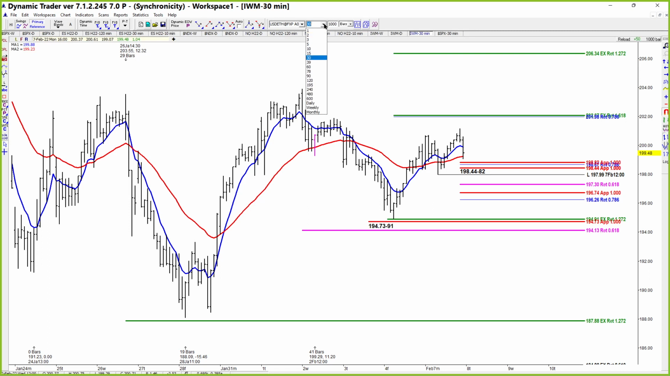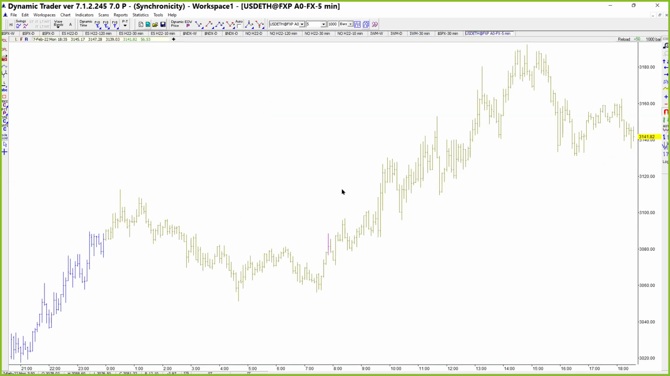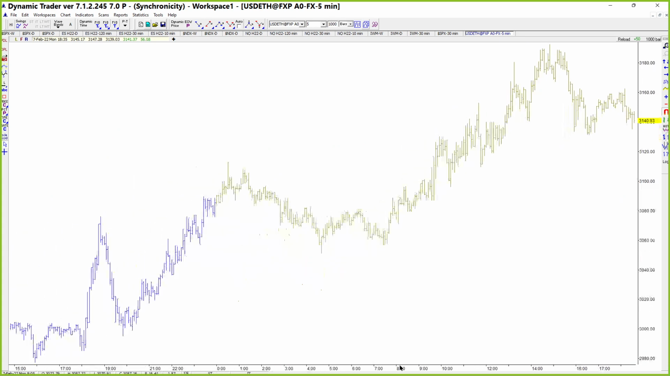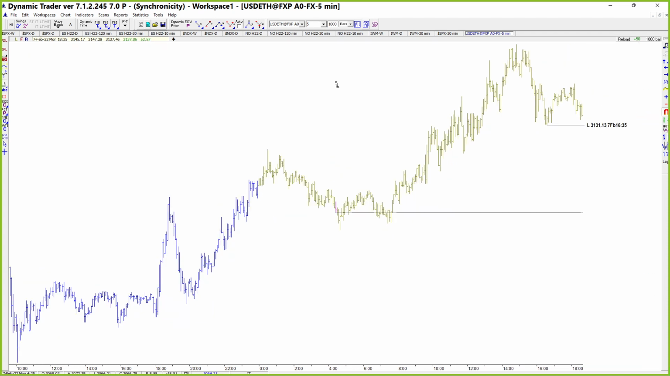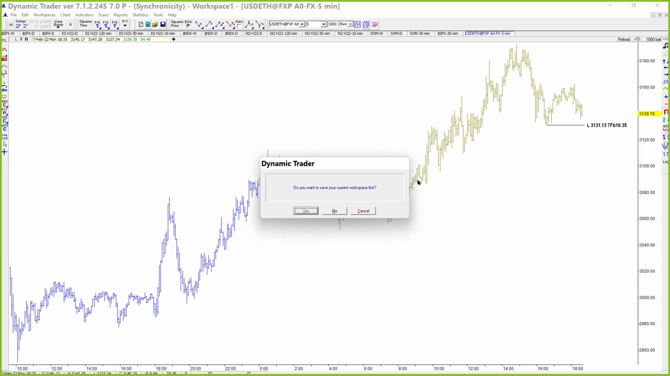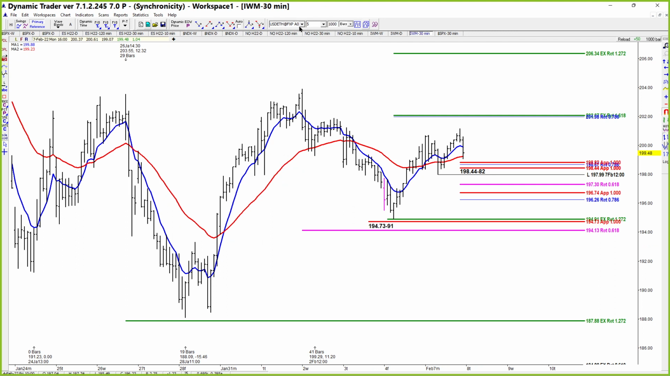Or if you wanted to go to a lower time frame chart for an even tighter fit, well, let me just take a look at the 5-minute chart and see if it makes any sense. Actually, I think the 5-minute comes in here. 31.13. Oh, sorry, that is the wrong chart. We want IWM.